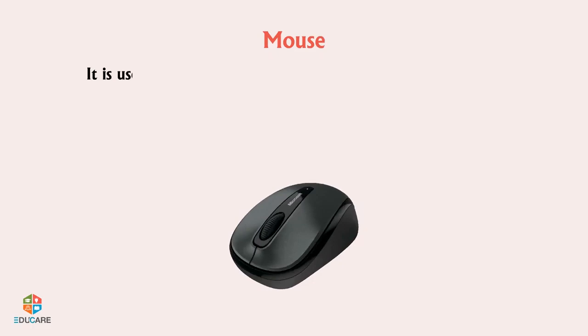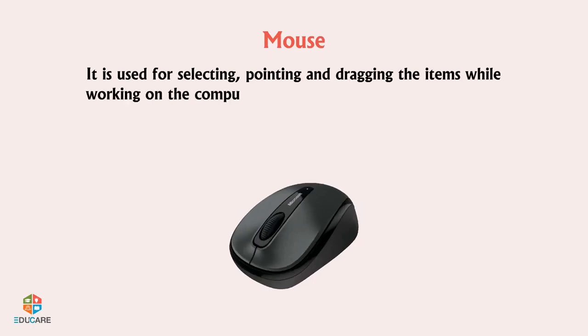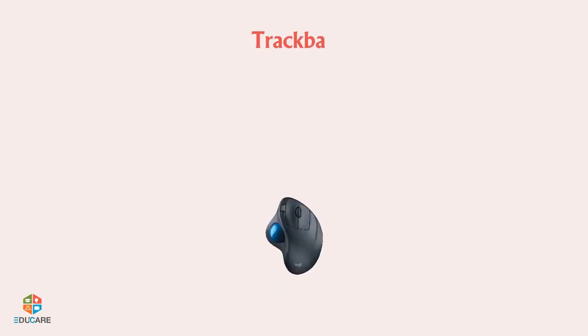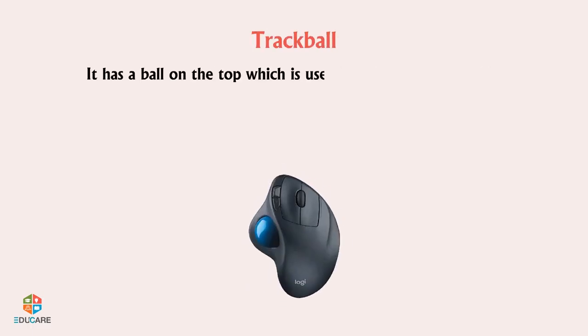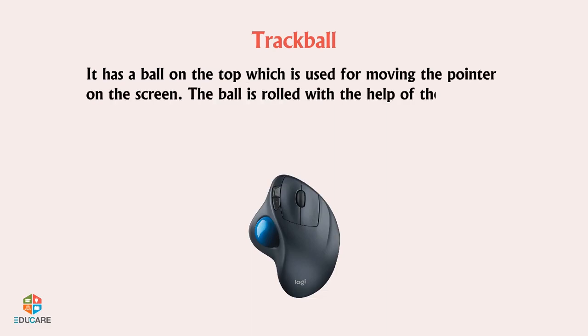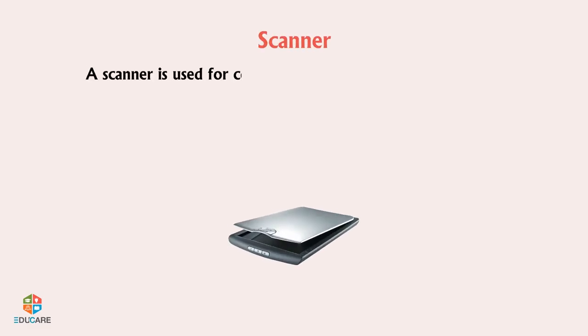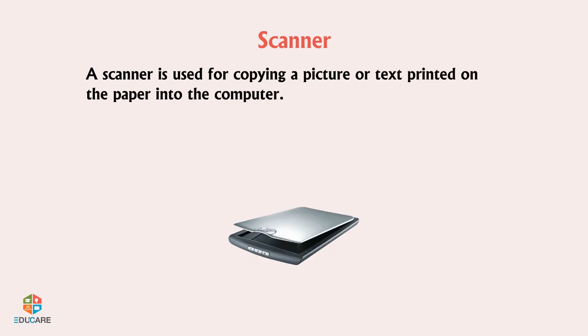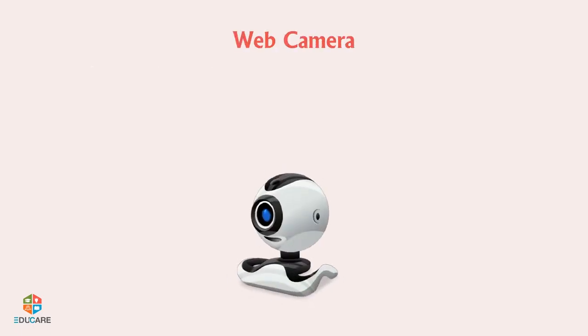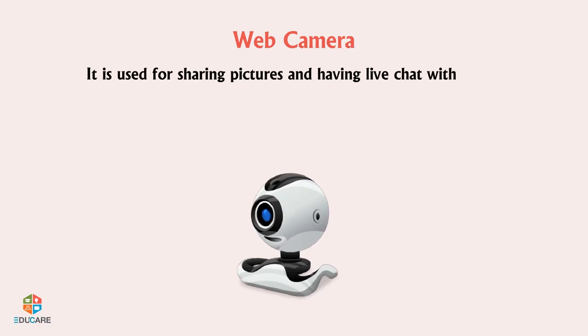Mouse: it is used for selecting, pointing, and dragging the items while working on the computer. Trackball: it has a ball on the top which is used for moving the pointer on the screen. The ball is rolled with the help of the finger. Scanner: a scanner is used for copying a picture or text printed on the paper into the computer. Web camera: it is used for sharing pictures and having live chat with our friends and relatives using the internet.